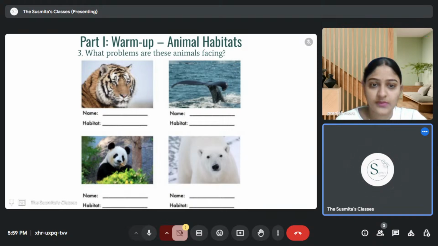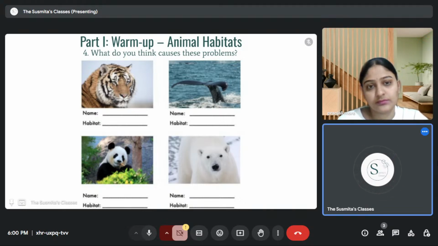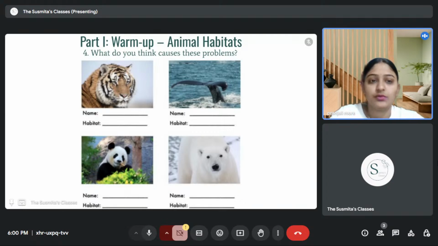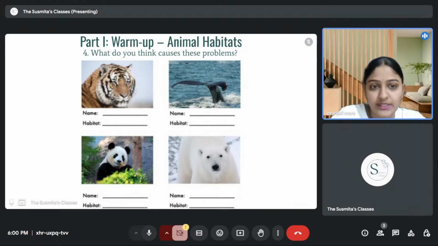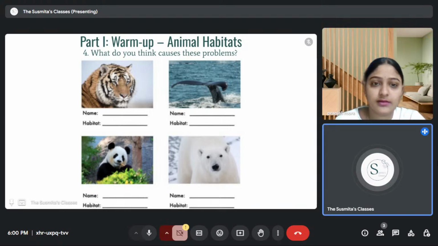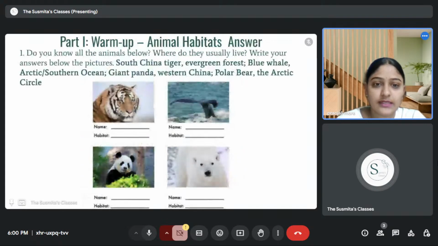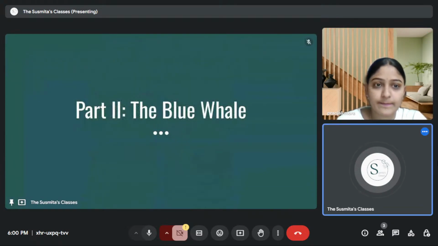Correct? Very good. Now, what do you think causes these problems? People want to, people is plural. Okay, and what about global warming? Global warming is also an issue, correct? Because of which we are facing. Okay, I told you the answer already.